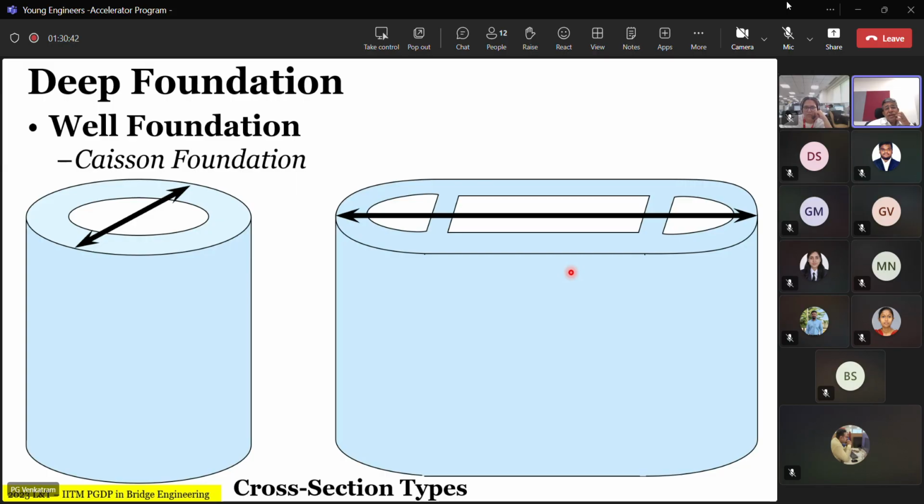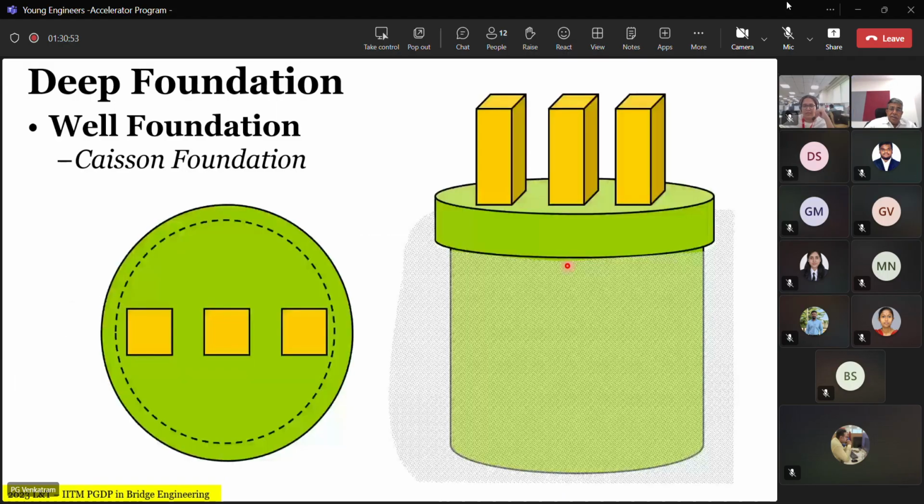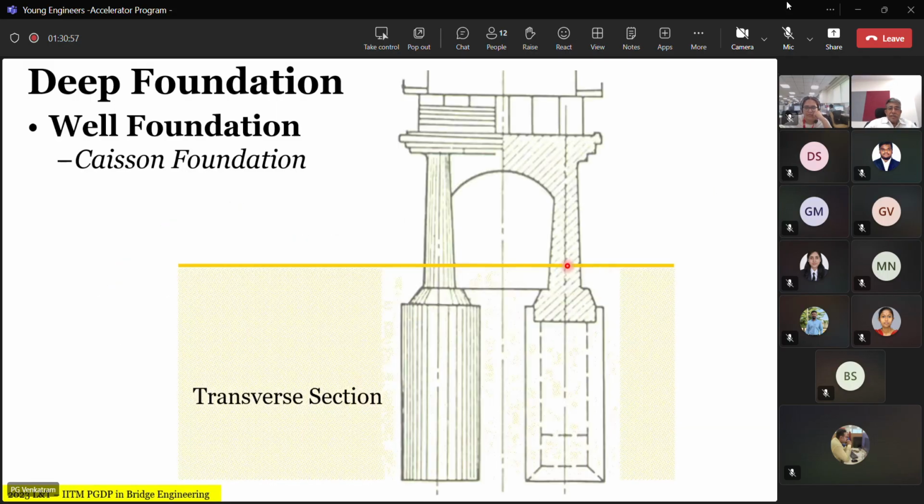How do you think they extract the muck from inside the well? Okay, let me go back to maybe this is a good example. I think all of you should know a little bit of construction of how this well foundation is constructed.